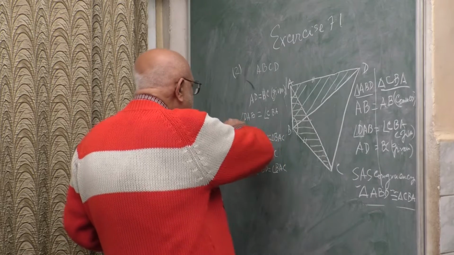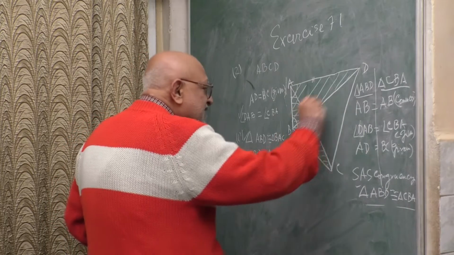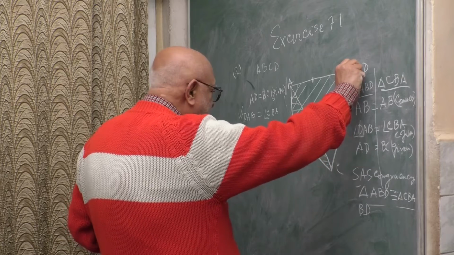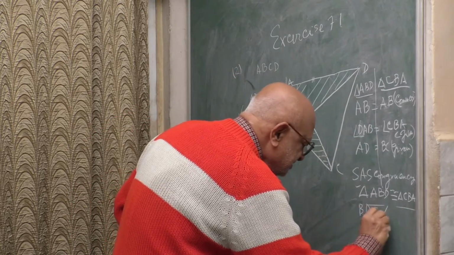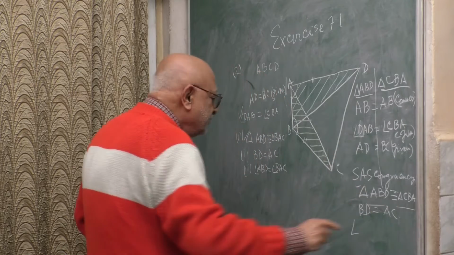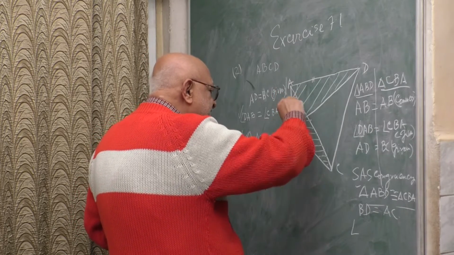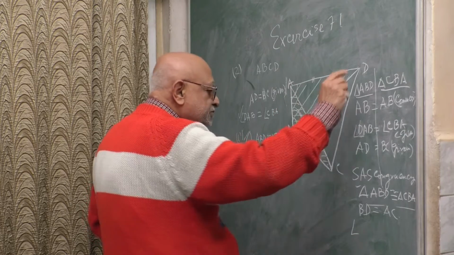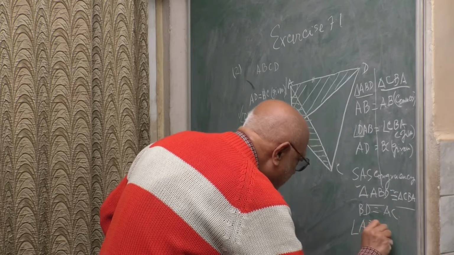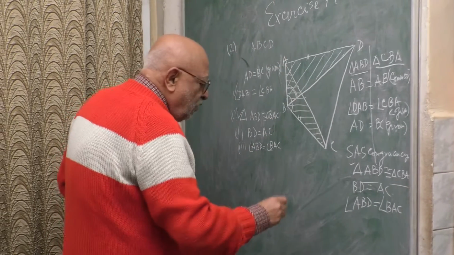So this is proven. Since this is a congruent triangle, BD, this side, is equal to AC. BD is equal to AC. So this is two. And once you have proven the congruency, ABD means this triangle, this angle belongs to the ABD triangle. So angle ABD is equal to angle BAC. Okay, so all three have been proven.